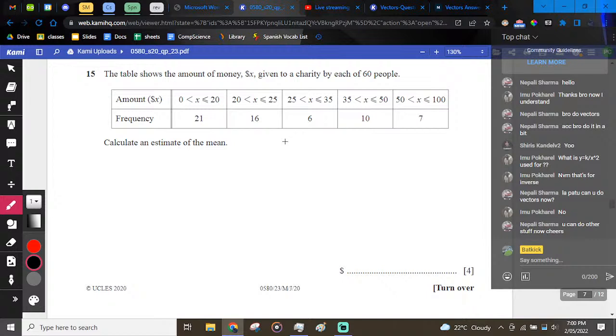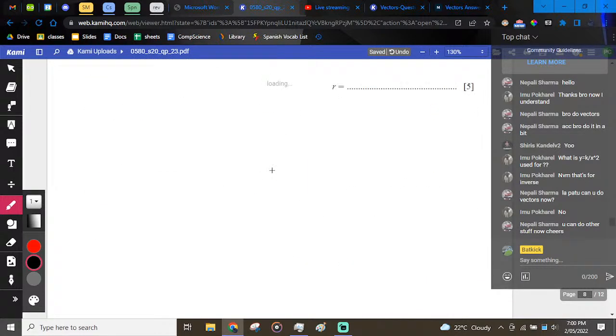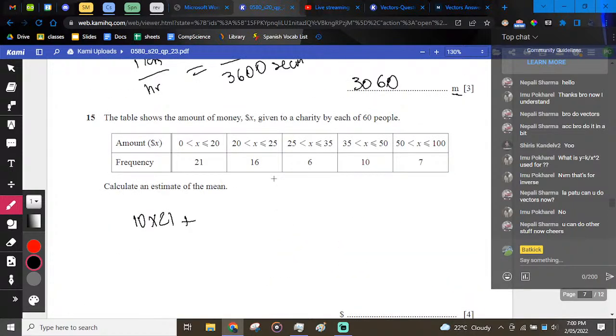Smack dab middle of the class times frequency. So middle of 0 and 20 is 10 times 21. And then do that and add for more. Oh, it's a... Dude, is he going to ask me to draw a histogram? Thank goodness it does not. See that they aren't even. They change.